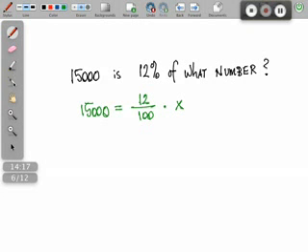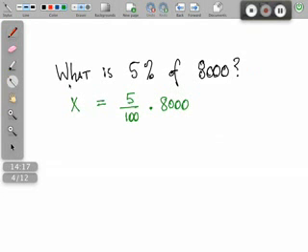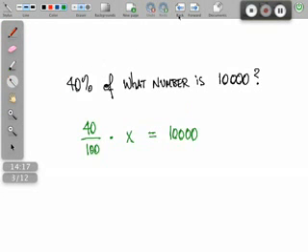X represents different things in each of these questions. It represents a larger number here, and in these other ones it represents a percentage for that one, and it represents a smaller number here. And finally, this question here is actually quite similar to one of our other questions.